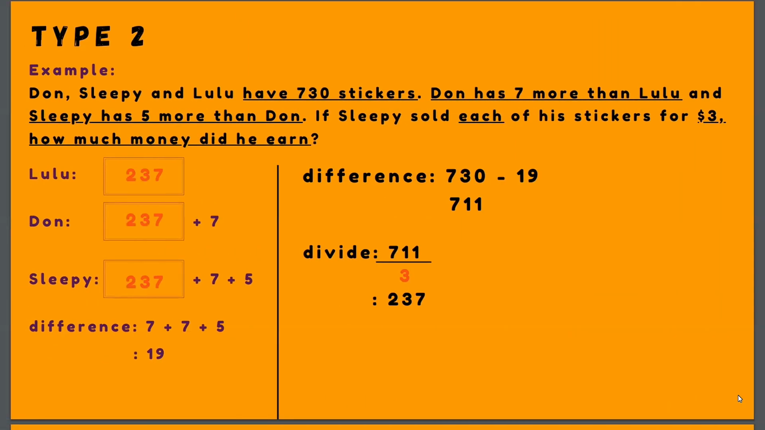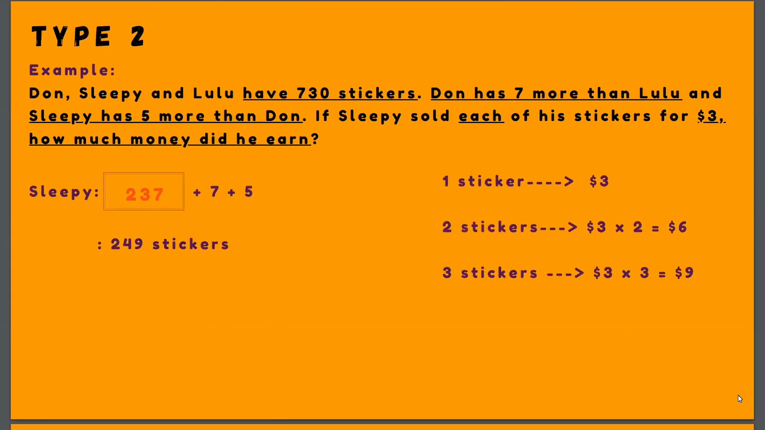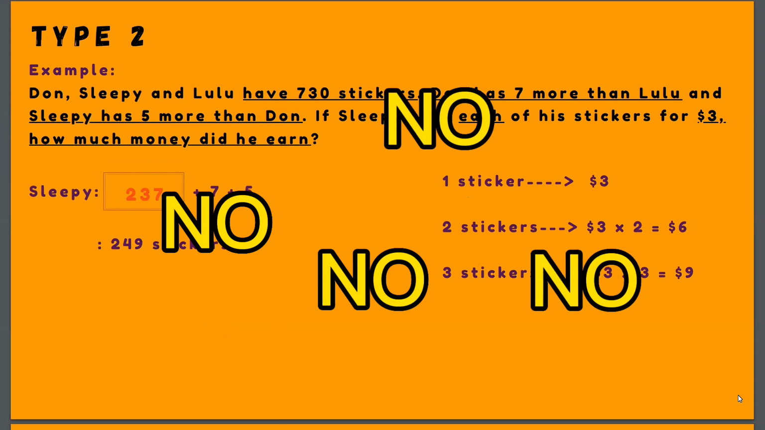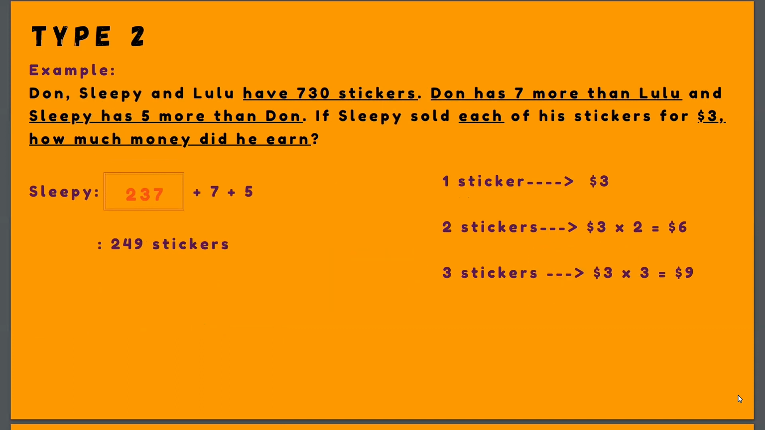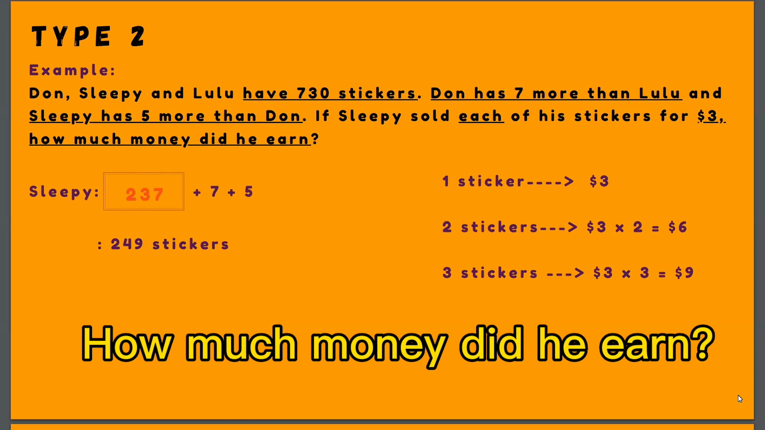Now, what is the problem asking us? It says, if Sleepy sold each of his stickers for $3, how much money did he earn? So we focus now our attention on Sleepy. We are not going to waste time finding out how many stickers Don has and how many Lulu has. Right? We have limited time and we need to focus on what the problem is asking of us. So Sleepy sold each of his stickers for $3. How much money did he earn?